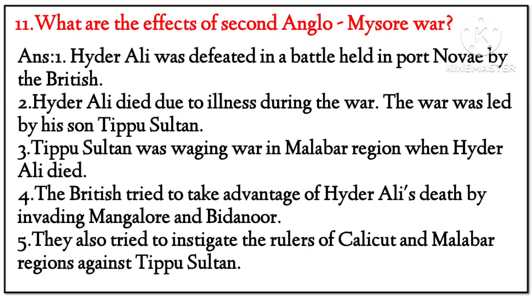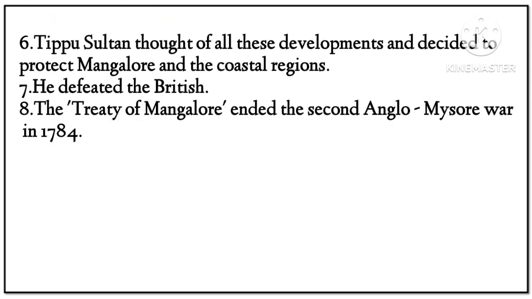The British tried to take advantage of Hyder Ali's death by invading Mangalore and Bidunur. They also tried to instigate the rulers of Calicut and Malabar regions against Tipu Sultan. Tipu Sultan thought over all these developments and decided to protect Mangalore and the coastal regions. He defeated the British. The Treaty of Mangalore ended the Second Anglo-Mysore War in 1784.